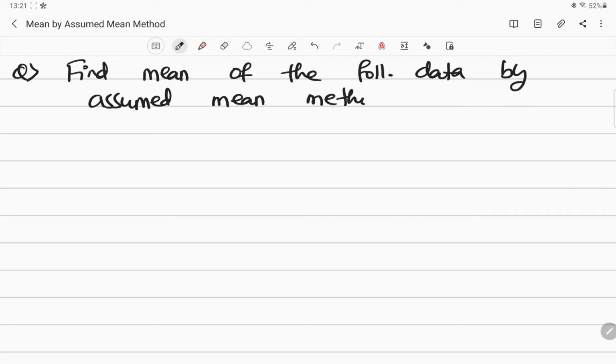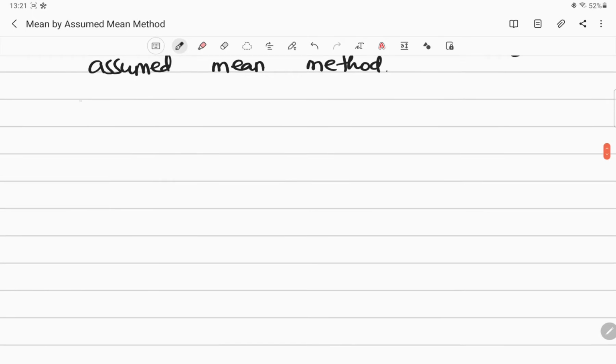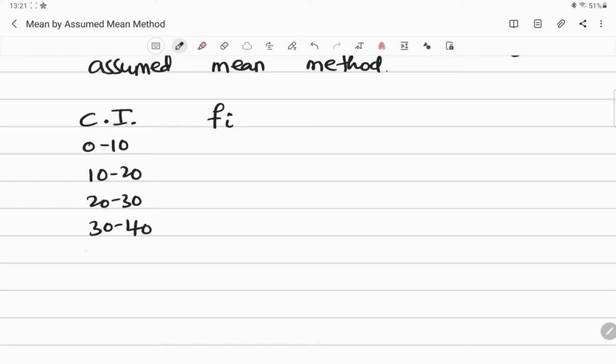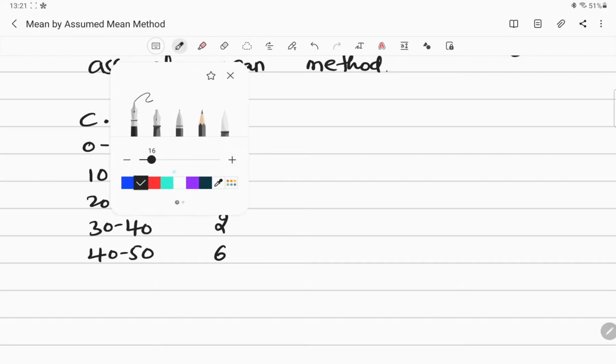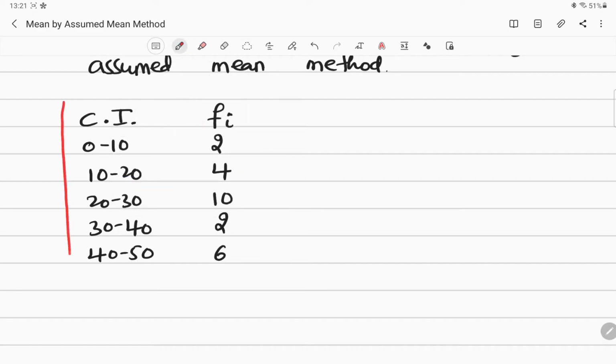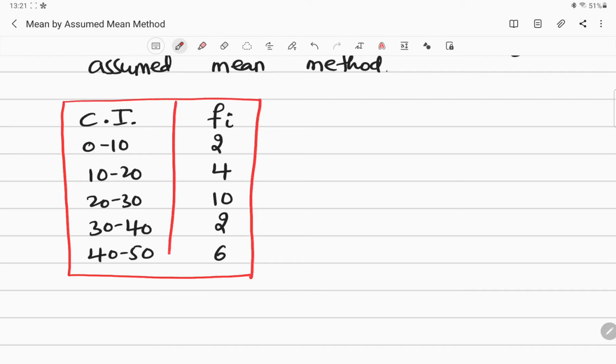Now here is the data. We have the class interval, and the frequency is usually represented by fi. The class intervals are 0 to 10, 10 to 20, 20 to 30, 30 to 40, and 40 to 50, and the frequencies are given as 2, 4, 10, 2, and 6. So this is the given data. Now by using this data, you have to find the mean by assumed mean method.